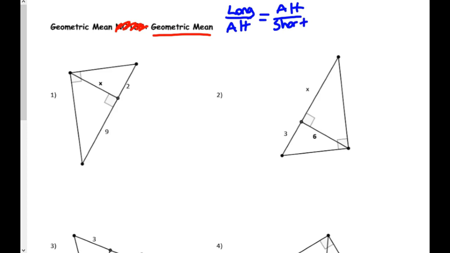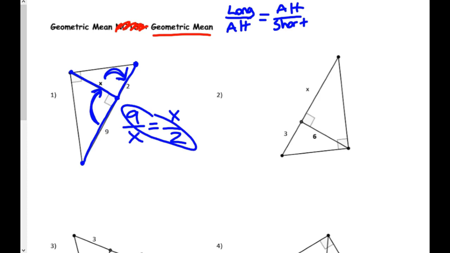Okay, or here's a way you can draw it. Look at the outside. Which one's the longer one? This is the longer one, right? So it's going to be this over this equals the same thing, this over this. Okay? So I'm going to write 9 over x equals x over 2.